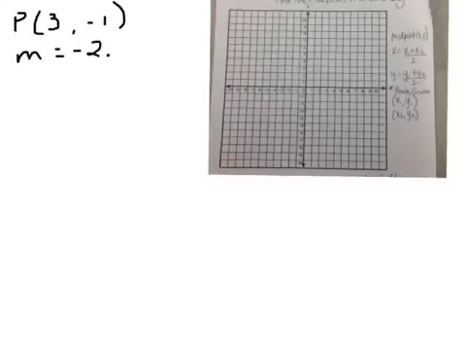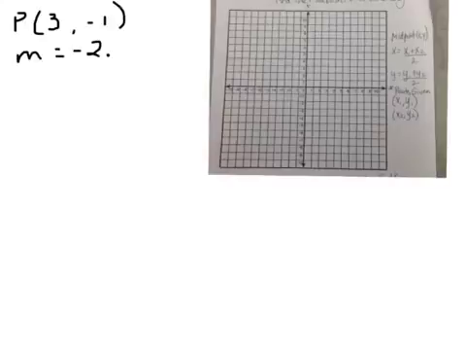Okay, I'm going to do some miscellaneous problems from 3.3 at the bottom, more towards the end of the section. Let's start with number 27. Number 27 says we have a point, they call it P, (3, -1), and it has a slope of -2. It says graph the line through point P having slope m and then find the coordinates of 2 other points on the line.